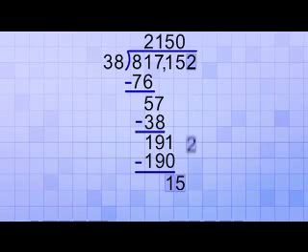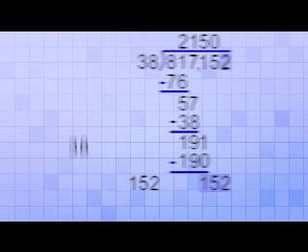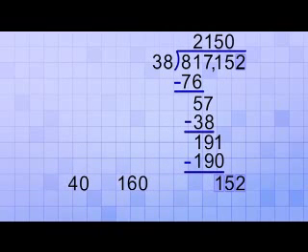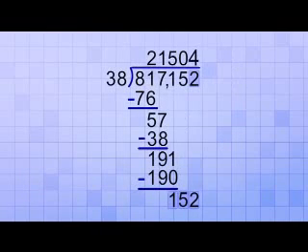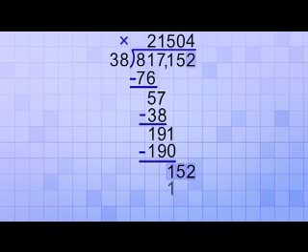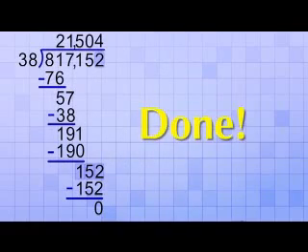We bring down a copy of the 2 and combine it with our remainder of 15. Now we ask, how many 38s will it take to make 152? To estimate this one, I'm going to round those numbers to 40 and 160. And since 4 times 40 equals 160, I'll put 4 in the answer line as my estimate. 4 times 38 equals 152, and 152 minus 152 leaves no remainder, and we're done.